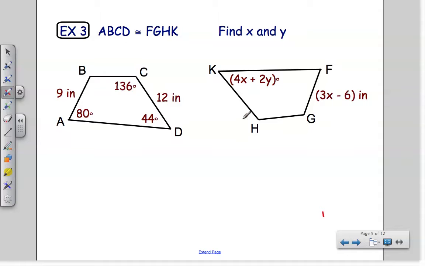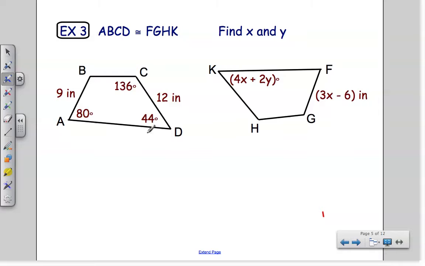Alright. You notice we are given a congruence statement right up here. I know that ABCD is congruent to FGHK. I can always reference this if I need to look back and find what matches up, because I notice we must have a rotation, it looks like, of this shape. But I know that A matches up with F, so angle A and angle F are congruent. Angle B matches up with G, so B and G are congruent, etc. Find X and Y. Okay.